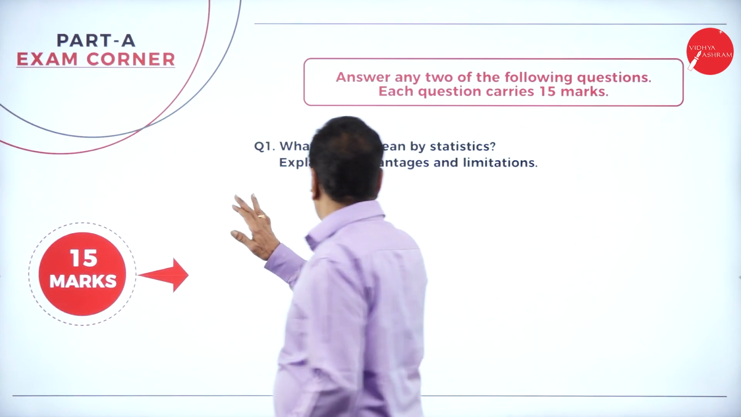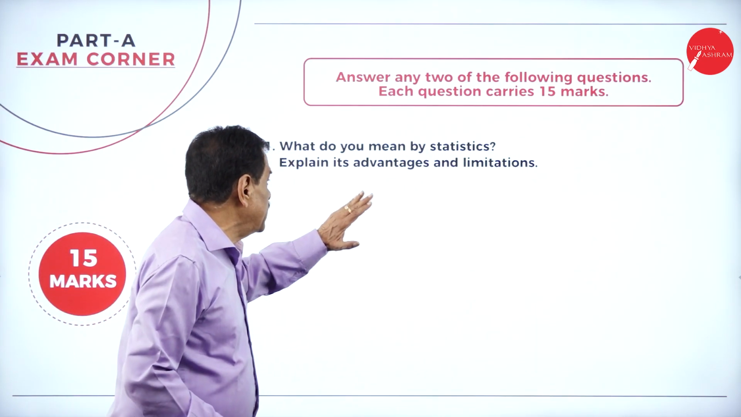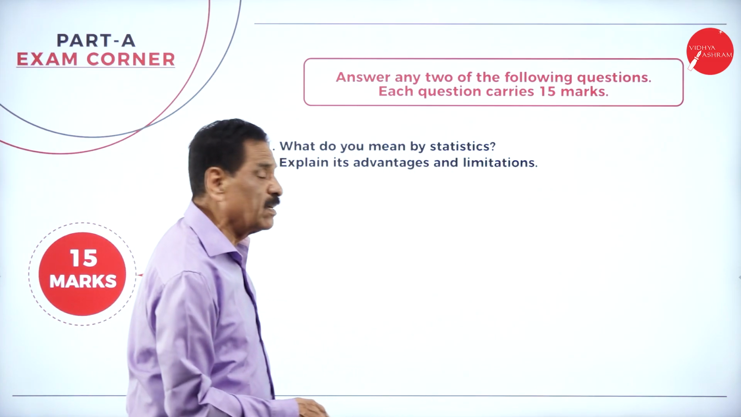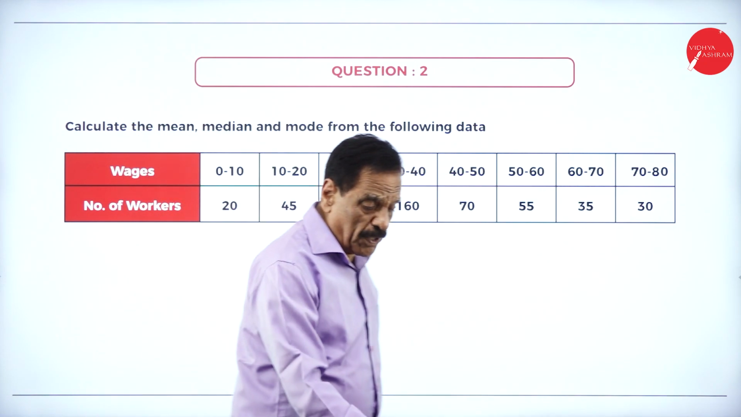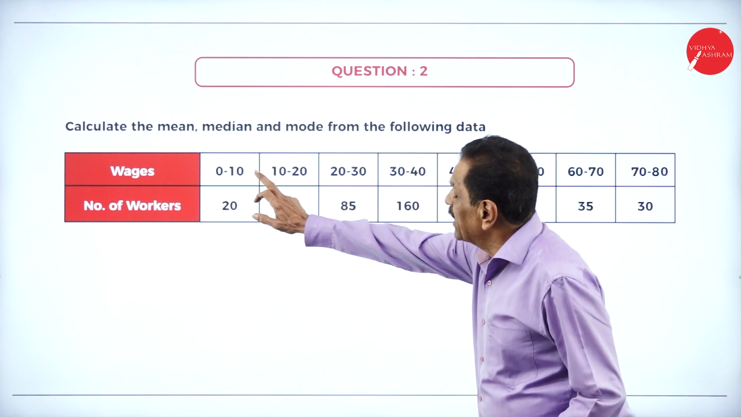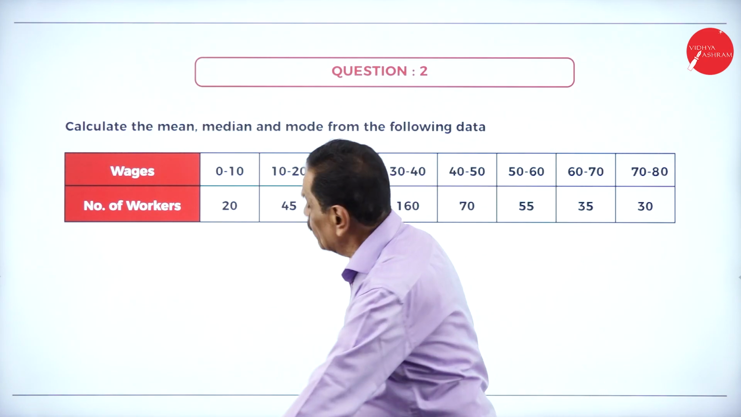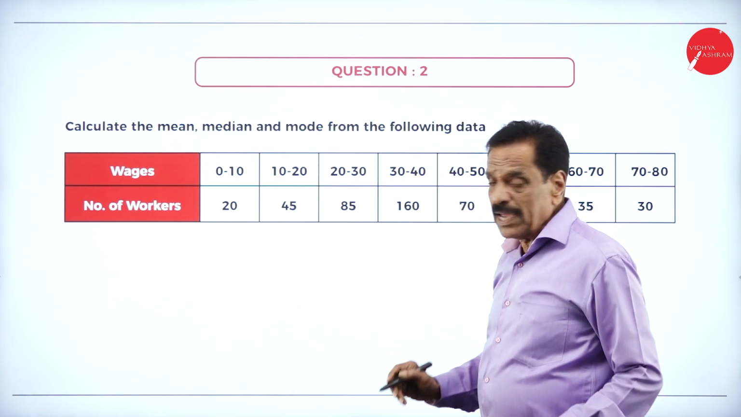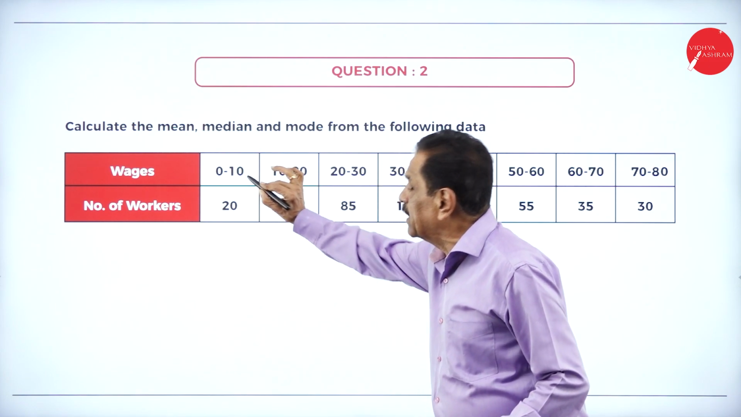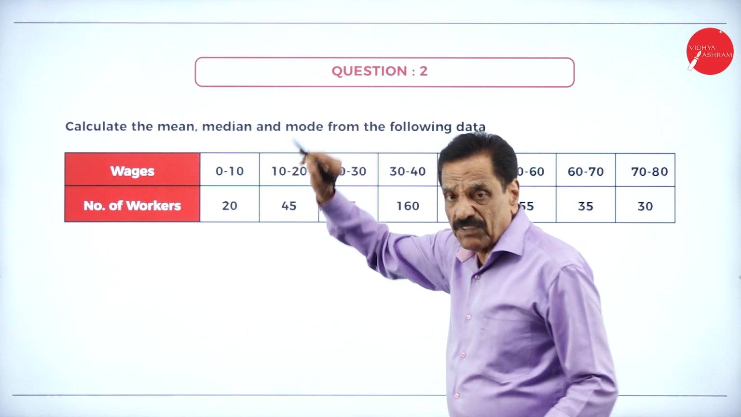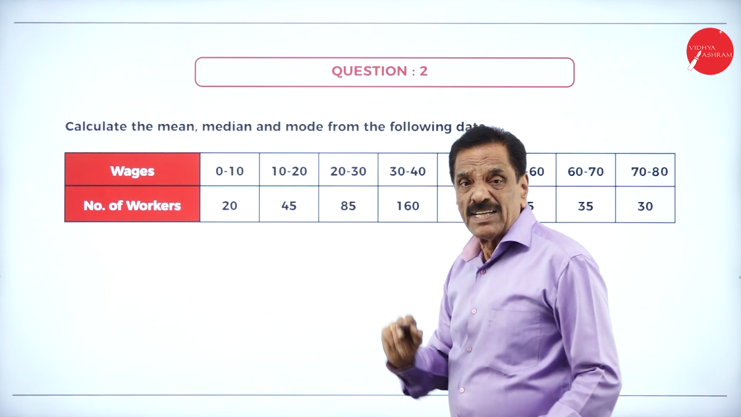So first is the theory. What do you mean by statistics? Explain its advantages and disadvantages. Only a theory question. Then we'll move on to the problem now. Calculate mean, median and mode from the following data. So it's a continuous series, we say. 0 is called the lower limit, 10 is called the upper limit. See that the upper limit of the first group becomes the lower limit of the second group.